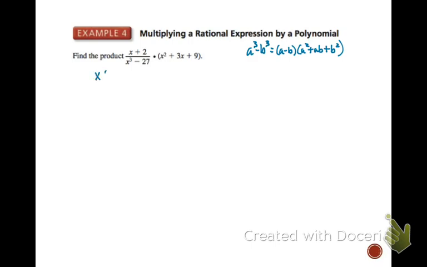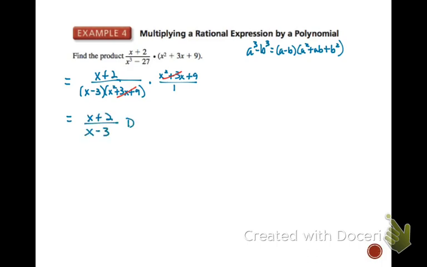Now let's factor. So we get x plus 2 over x minus 3 times x squared plus 3x plus 9. Now our second expression, we can make that into a rational by putting it over 1. And it just so happens we get to divide out those big ugly trinomials there. So what we're left with is x plus 2 over x minus 3. Okay, now for the domain rule, we're looking at the expression above before we simplified. So we have to exclude 3.